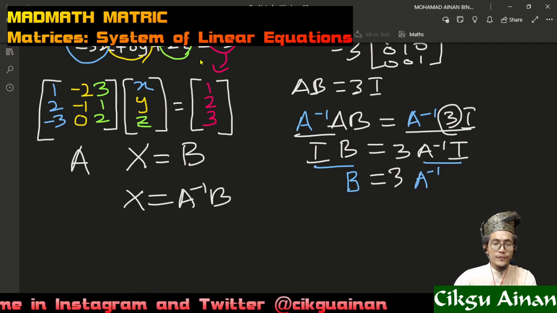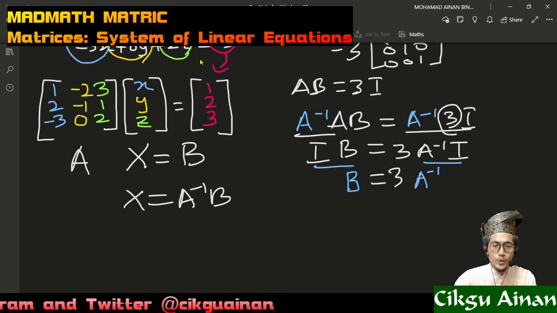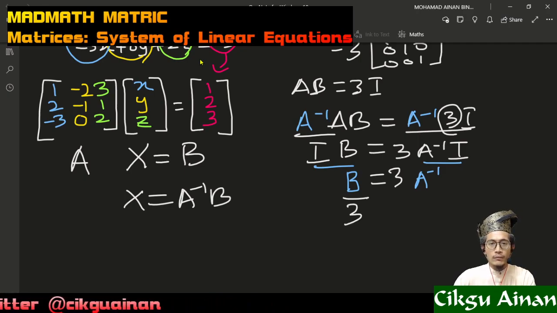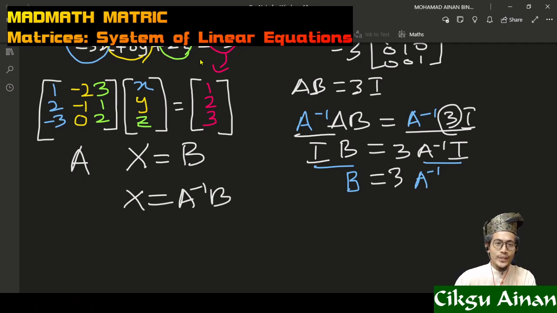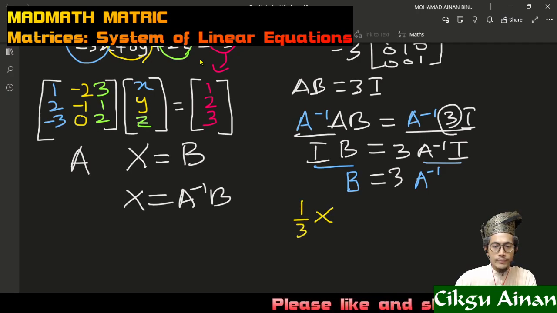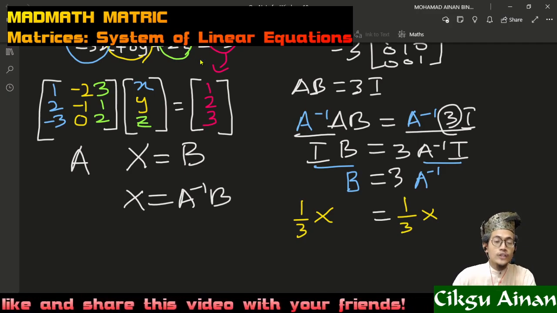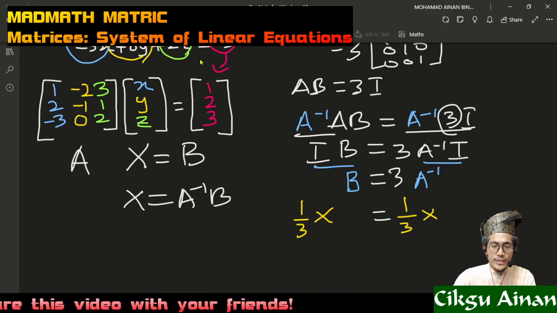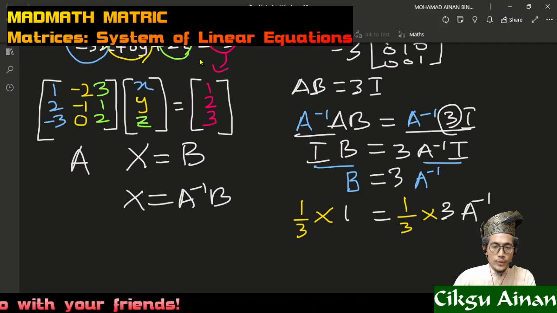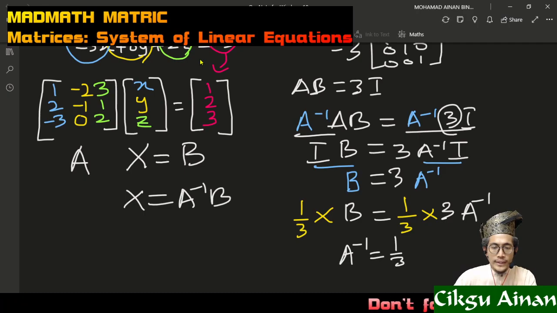Don't just move it. If you have this kind of mindset, where you divide the matrix by 3, there is no division in matrices. Cannot do that. What we can do is multiply by 1 over 3. That one we can do, because we are multiplying the constant, we are not multiplying the matrix. So this one is A inverse, this one is B. Therefore, we flip it beside, so we get A inverse equals 1 over 3 B.